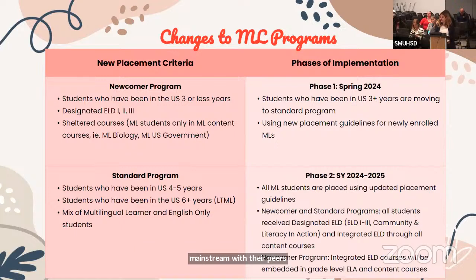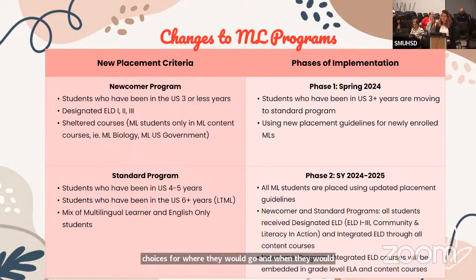We're doing this in phases because it's a pretty big shift for our sites. And in spring, we identified 75 students who have been in the U.S. for more than 3 years and should not be in the Newcomer Program. So we are in the process of moving them into the mainstream in January. It has been a very detailed process involving parents and students and making sure they're understanding what is happening, why it's happening, and giving them some options and choices for where they would go and when they would move.